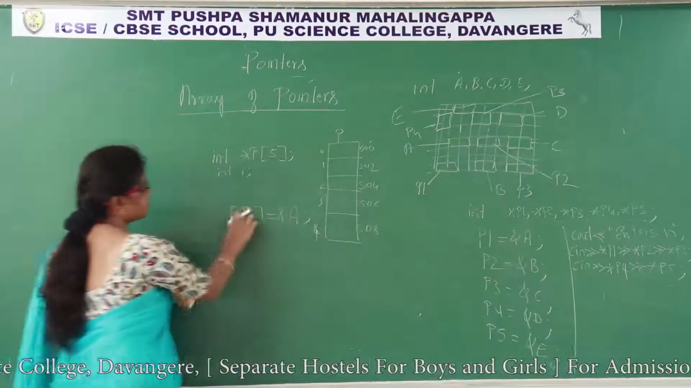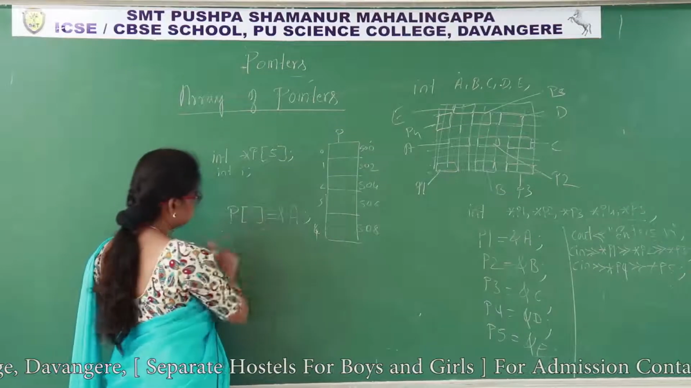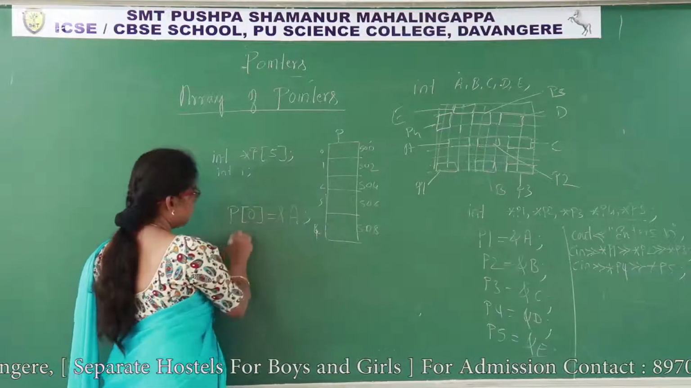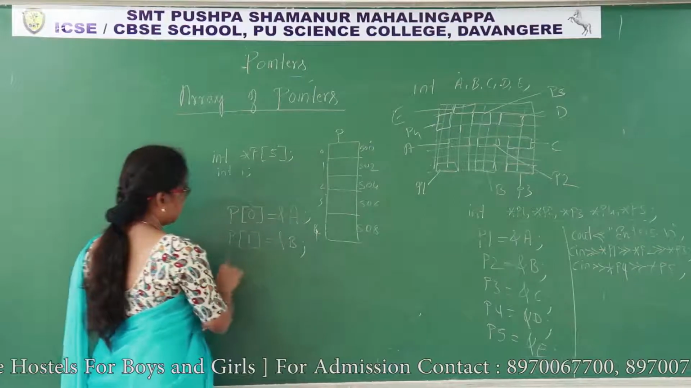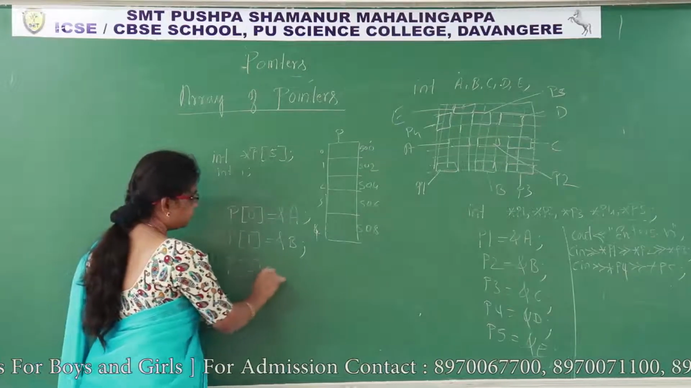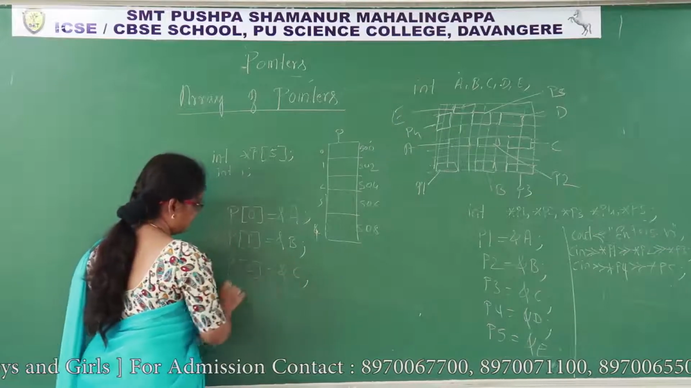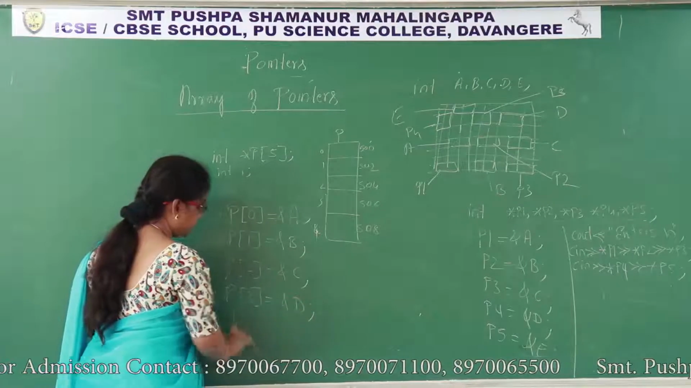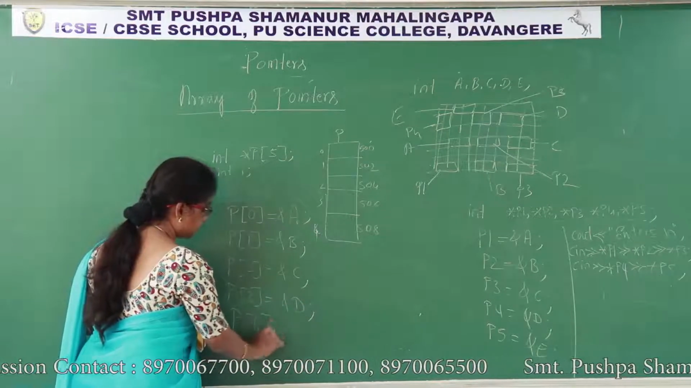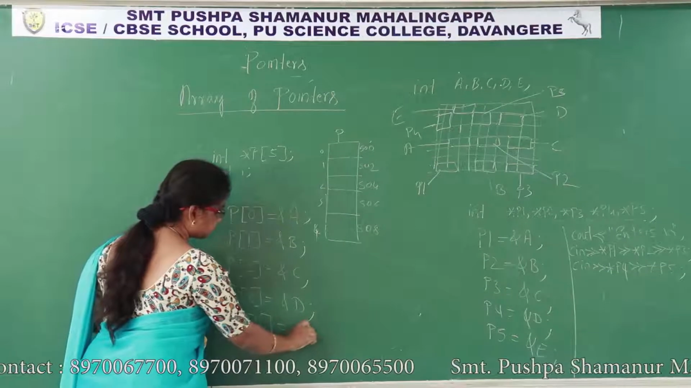P of 0, we have to write like this: P of 1 is equal to ampersand B, P of 2 is equal to ampersand C, P of 3 is equal to ampersand D, P of 4 is equal to ampersand E.